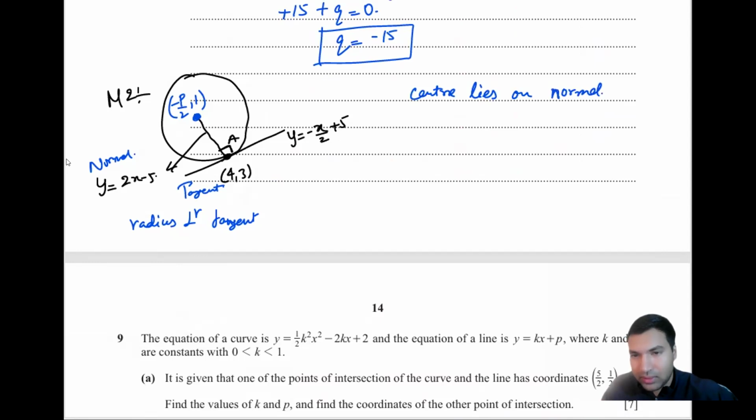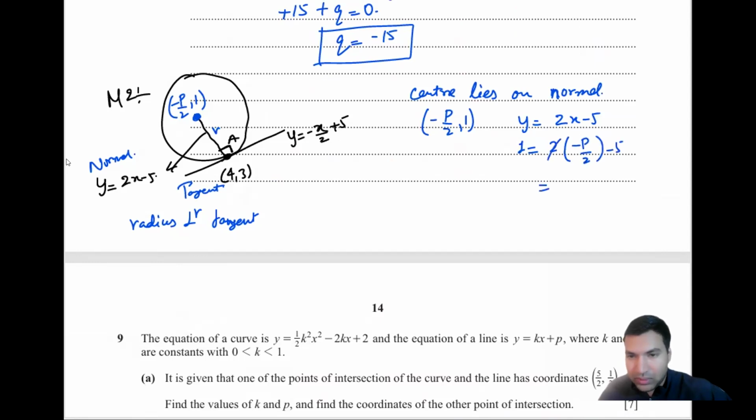Why can I say so? It lies on the normal because it's a radius. The equation of the radius will also be the equation of the normal. And therefore, I can say (-p/2, 1) satisfies the equation of the normal, which is y equal to 2x minus 5. So y is 1, and 2 times -p/2 minus 5. So the 2 and 2 cancel out.